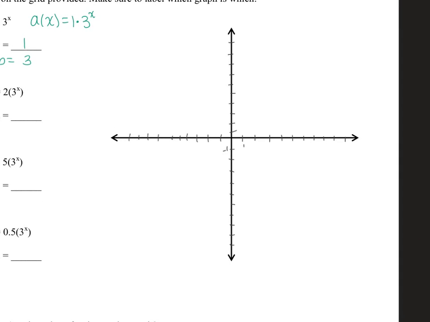So our first point was -2 and 1/9. So I'm going to go over to -2 up to 1/9. So it's just barely above. You're going to see that you're going to have to estimate a lot with these really small fractions. And then we had -1, 1/3. So it's just a little bit higher. We had 0, 1. We have 1, 3 and 2, 9.